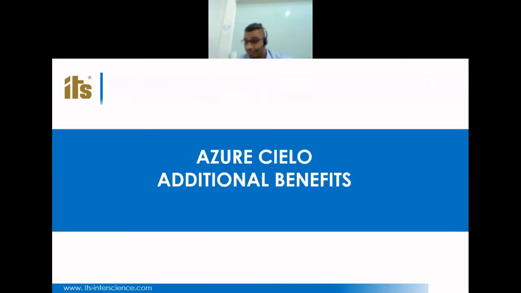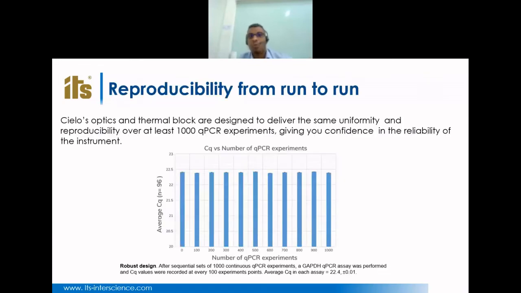Okay, so those are some of the key benefits. There are some other benefits as well. So number one, reproducibility from run to run. What this data here is showing you is that the Azure Cielo qPCR was stress tested 1,000 times. They did the same assay qPCR over and over 1,000 times. And what they found out was the data that they obtained on the first run and on the 1,000th run was very similar. The standard deviations were very small. So this tells you that the machine is reliable and it's reproducible.